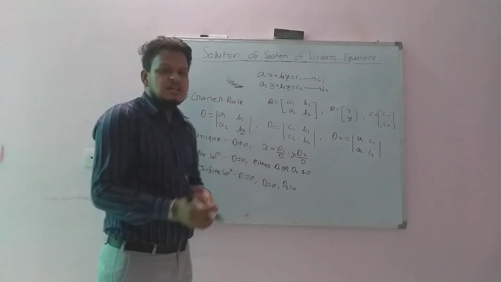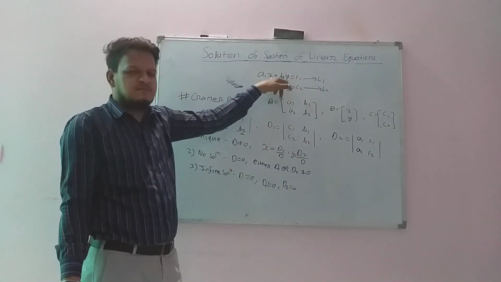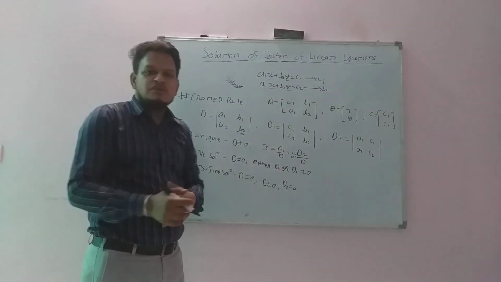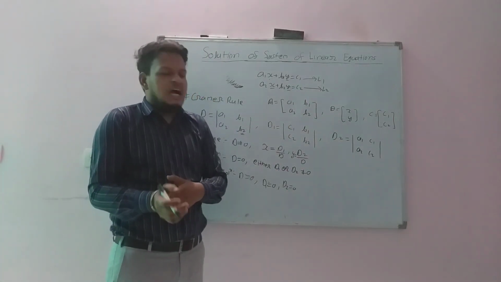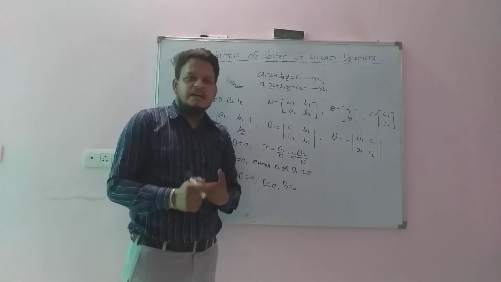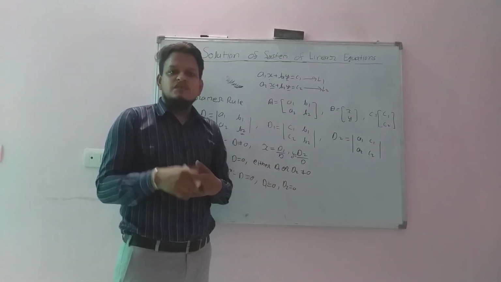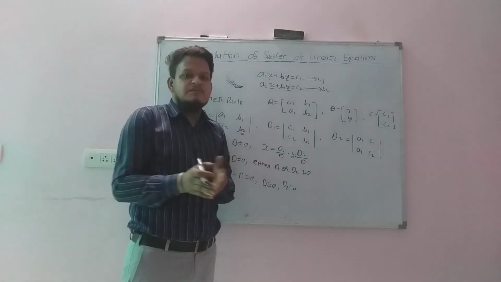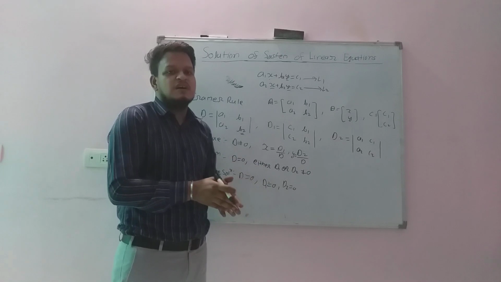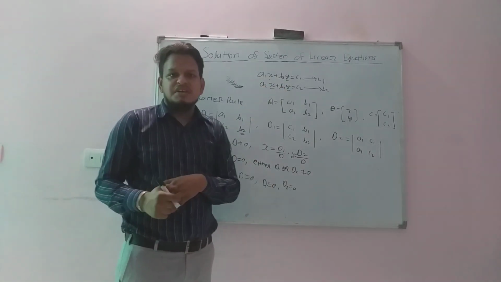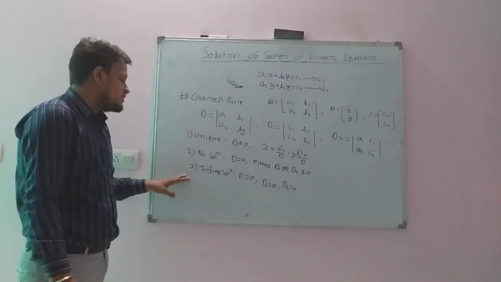In that case, we will take the value of y in terms of x from L1, then we will put that value in L2, then we will get the value of y in terms of x. If we put different values of x, we will get different values of y. So in that manner, infinitely many values of x and y will satisfy both the equations L1 and L2. So we have three cases: unique solution, no solution, and infinite solution.